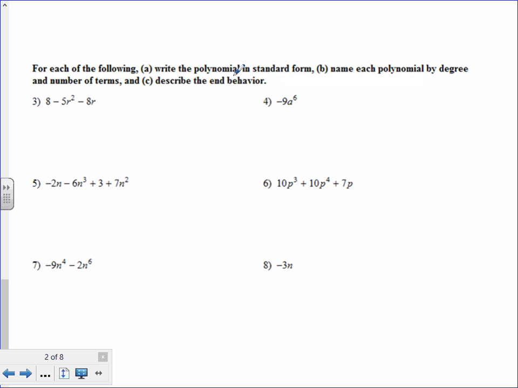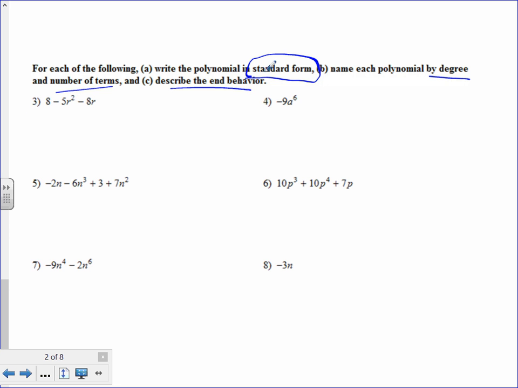For each of the following, write the polynomial in what? Standard form. Name each polynomial by degree and by number of terms. So what do you call it if it has 2 terms? A binomial. What if it has 1 term? Monomial. You just said monomial, just using the suffix.